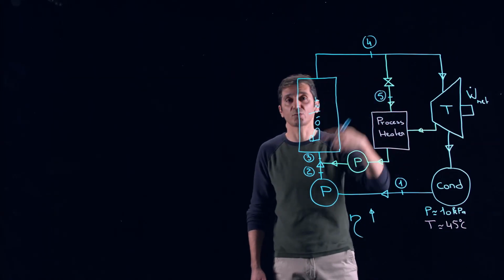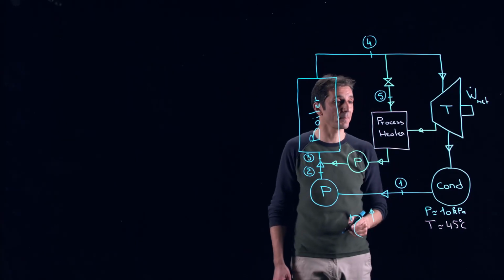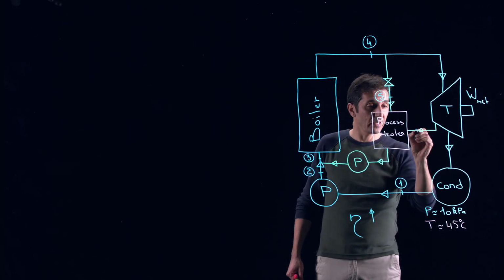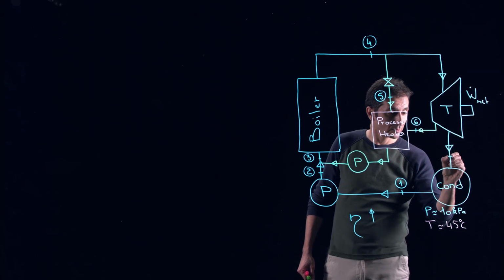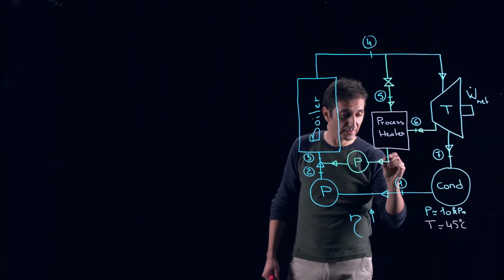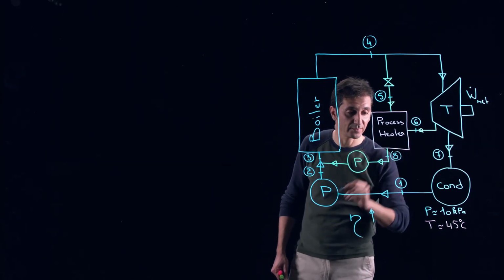Remember that the process through a valve is isenthalpic, so h4 is equal to h5. Here, this is the same line, four. Here we have state six. Towards the condenser, we have state seven. And here at the exit of the process heater, we have state eight.